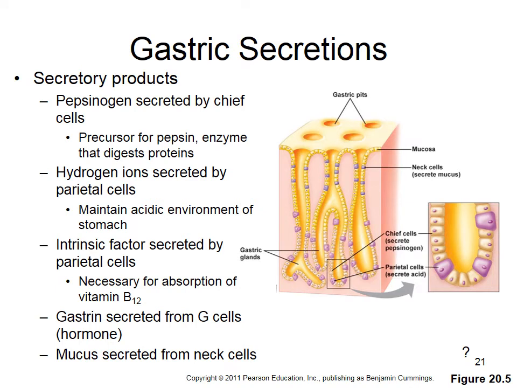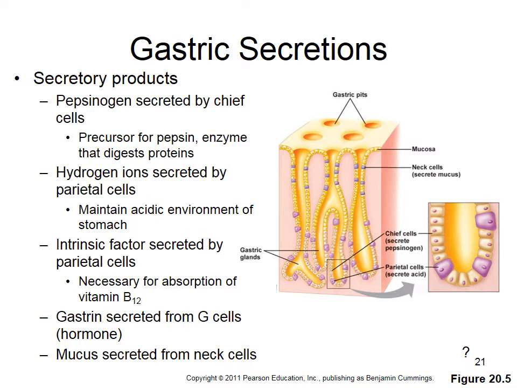Okay, so we were talking about the stomach, right? And how the stomach serves as a storage organ. It's super distendable, right? Because you want to give time for your stomach to start protein digestion. Okay, so your stomach has a number of secretory products, right? One of those secretory products is pepsinogen. One is hydrogen ions, one is intrinsic factor, one is gastrin, and then of course loads of mucus.